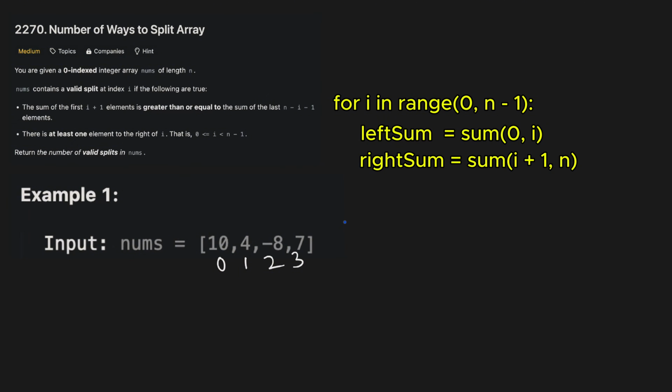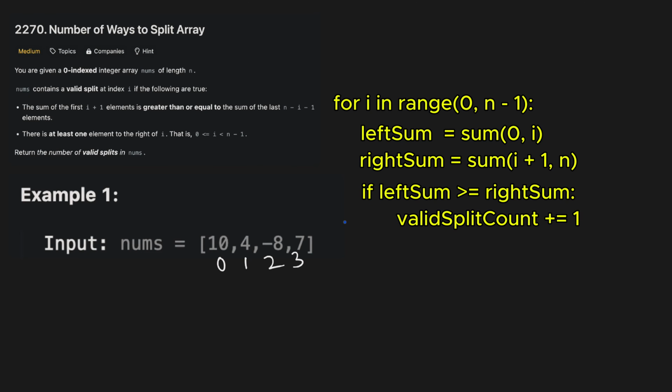Now in terms of solution, one of the naive approach is that we iterate through all possible split points and compute the sum on the left side and right sides for each split point and check if it is a valid split. That is, left side sum is greater than or equal to right side sum and there is at least one element on the right side. But the time complexity of this approach is O of n square.